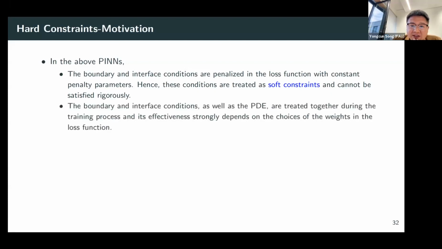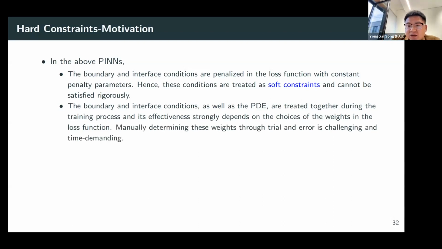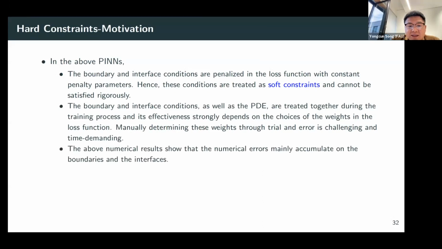And the boundary and the interface conditions as well as the PDE are treated together during the training process, and its effectiveness strongly depends on the choices of the weights in the loss function. To my knowledge, there is still no established rule for choosing these weights, and manually determining these weights is challenging and time demanding. And also, the above numerical results show that the numerical errors mainly accumulate at the boundary and the interfaces.